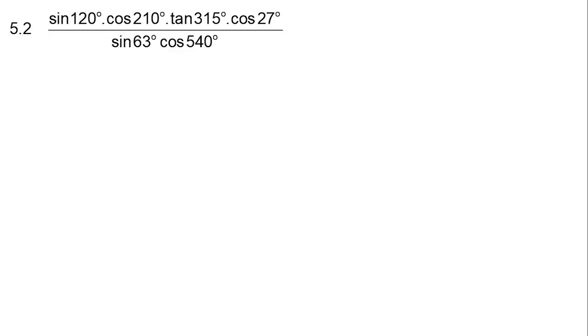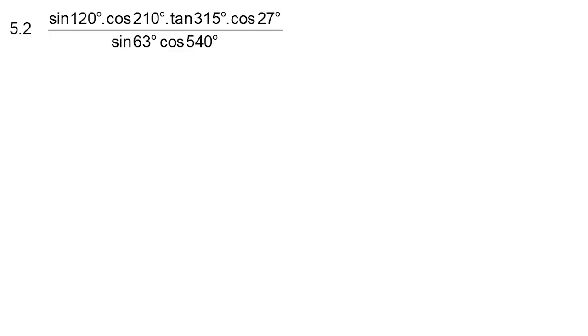For 5.2, you are asked to simplify without using a calculator. That instruction is trying to tell you that you need to show your workings. So you can't just come up with something without showing how you arrived at that particular solution.